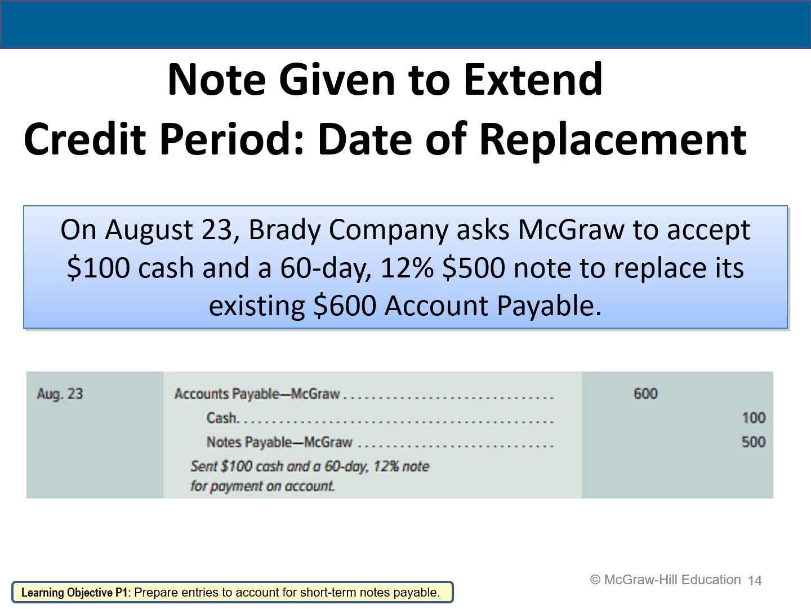So, for example, on August 23rd, if Brady Company asked McGraw to accept a $100 cash 60-day 12% note to replace its existing $600 account payable, here's what happens. If we had an account payable on our books for $600, we would reduce that with a debit. So you have that debit to accounts payable for $600. We're going to pay them cash of 100, so we reduce our cash by 100, and then we record our $500 note payable, increased note payables with credits, right?